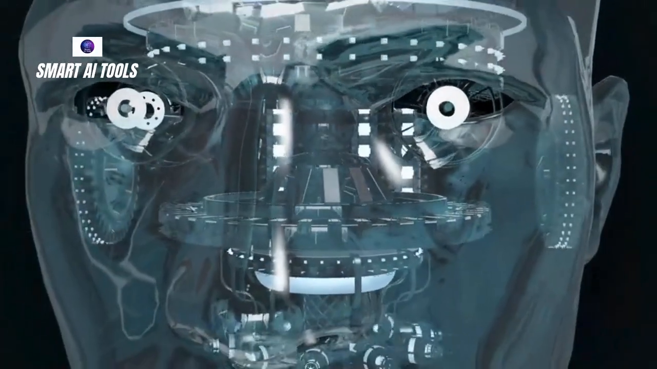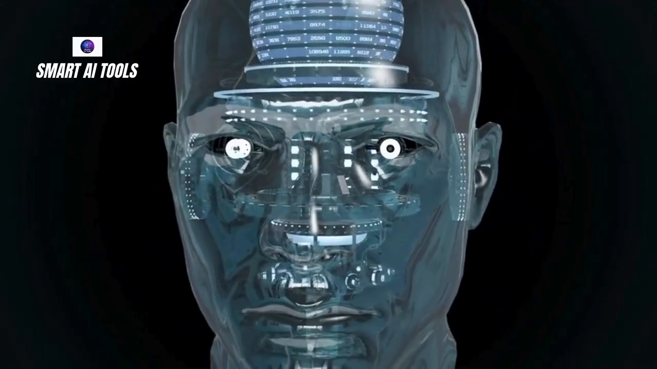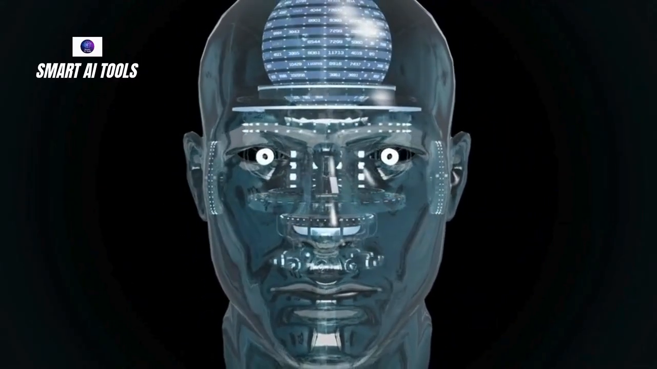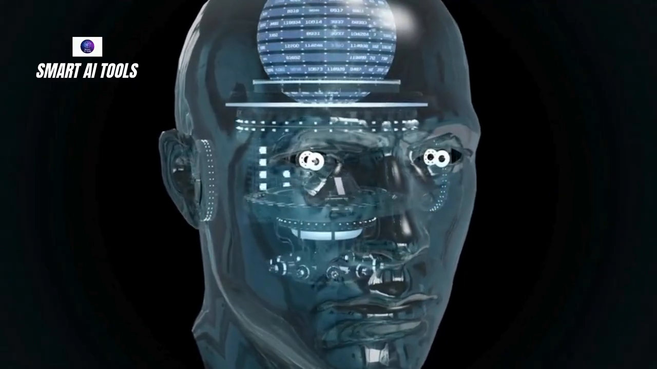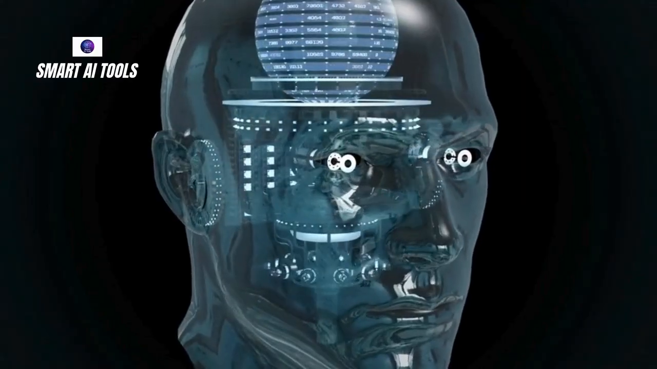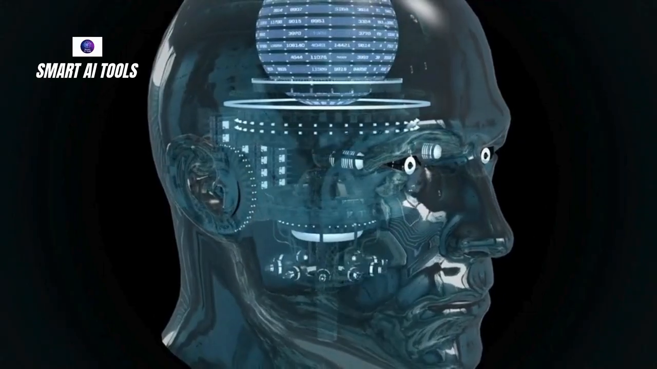Tool 1. HeyGen. The first tool on our list is HeyGen. This is currently the gold standard for AI avatars. Why? Because their lip sync technology is flawless. You can choose from hundreds of diverse avatars or even upload your own photo to animate it.